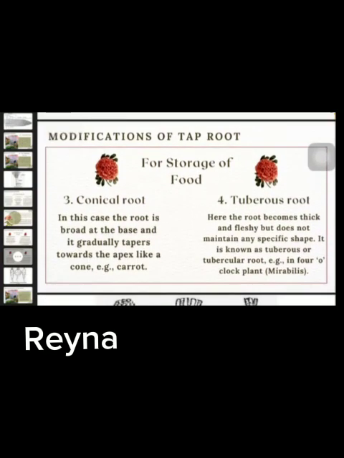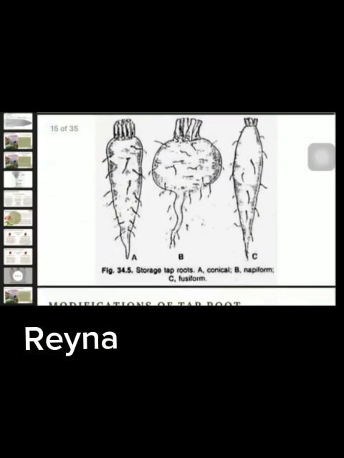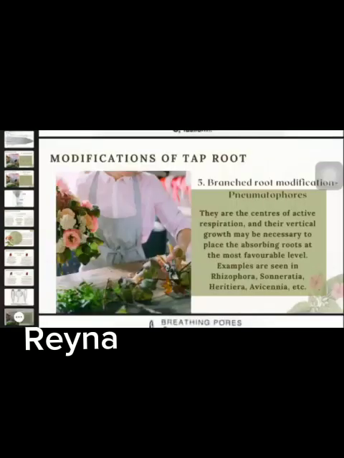Third, we have conical root. In this case, the root is broad at the base and it gradually tapers towards the apex like a cone. For example, carrots. Fourth, we have tuberous root. Here, the root becomes thick and fleshy but does not maintain any specific shape. It is known as tuberous or tubercular root. Example, in 4 o'clock plant, Mirabilis. And this is the image.